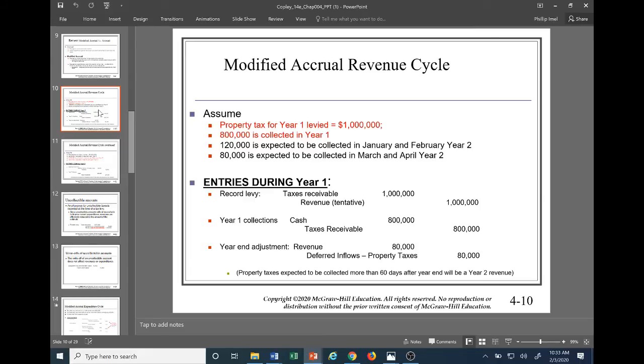Then, if you remember, we collected $800,000 in the first year, right? When we actually made those collections, cash is an asset, so we're bringing that in. We collected $800,000, so we're going to debit cash. Cash is increasing. We're going to credit taxes receivable for the same amount of $800,000. Why did we credit taxes receivable there? We've already received it, so we need to reduce the asset of taxes receivable, because we made the entry here and we debited $1 million.